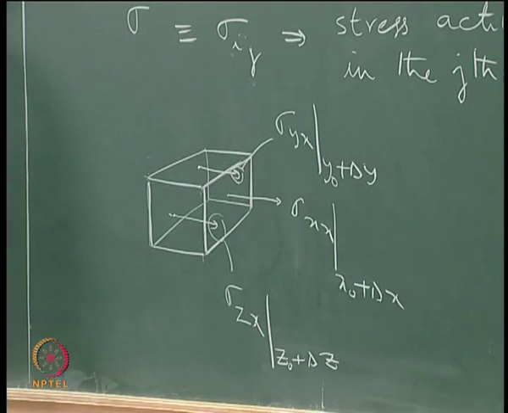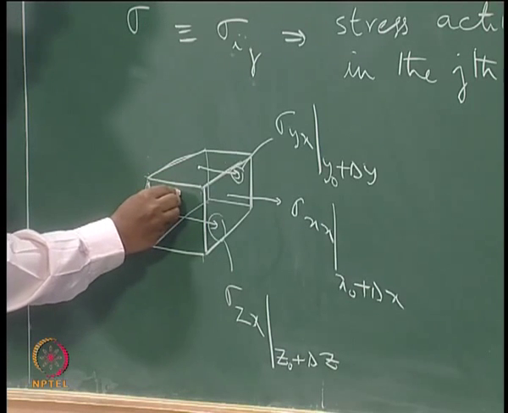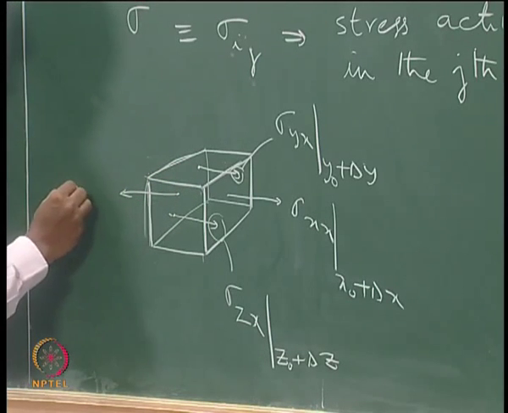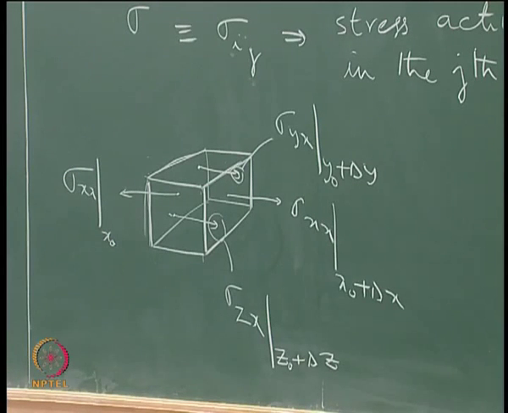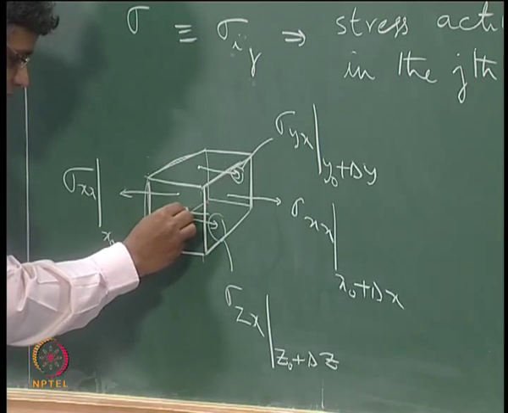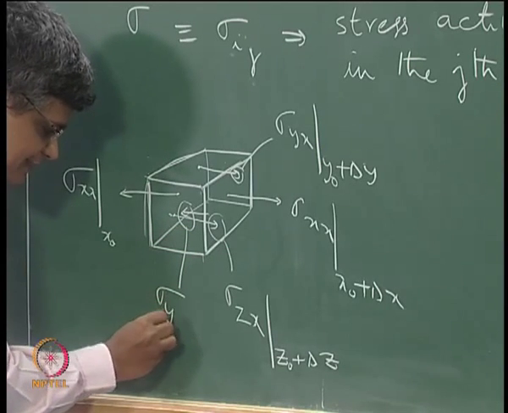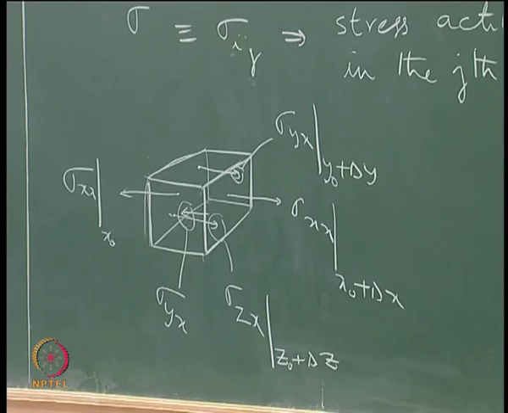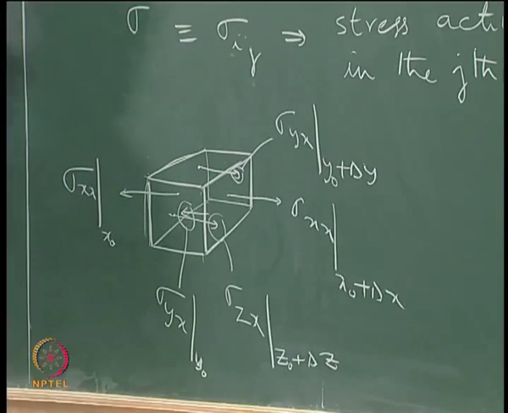Now let us consider the negative faces. So this face, which is the left face, has a stress acting in the x direction, that is sigma xx at x naught, and it is acting in the negative x direction. The bottom face here has a stress acting in the negative x direction, and this is sigma yx because it is acting on the bottom face, that is a y face, in the x direction, and this is at a y plane located at y naught.